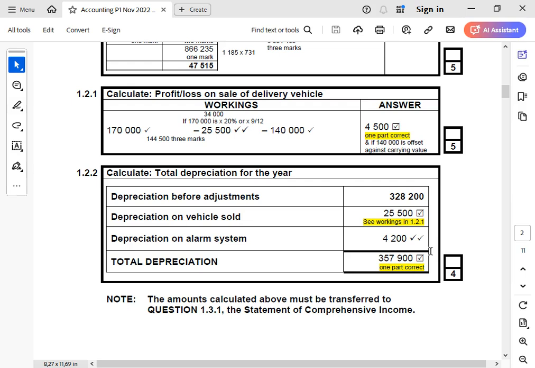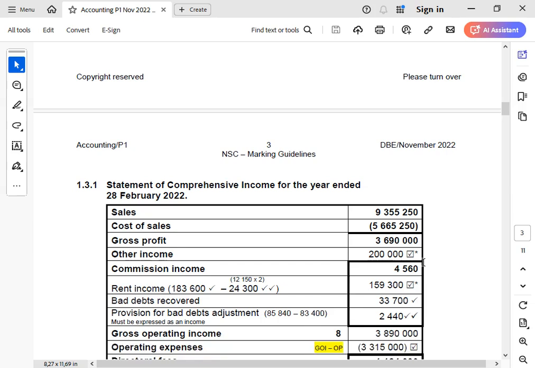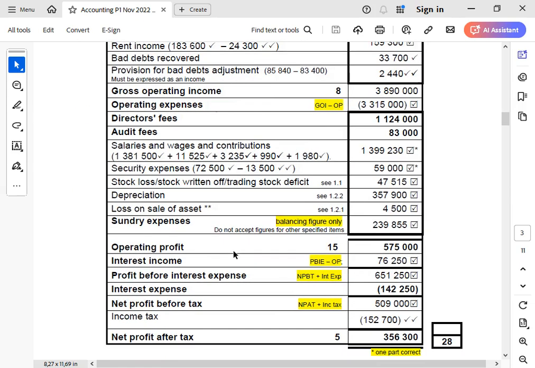Because that mark you're going to get, because you're going to have one part right, remember? Because what are we going to do? We're going to say here the total less the 25,500. So you're going to have a part there that's right. So you're going to get that one. And you're going to get it here, depreciation 3,5 whatever. Okay. So 3 marks is not worth you sitting.